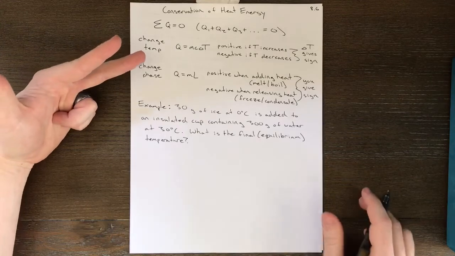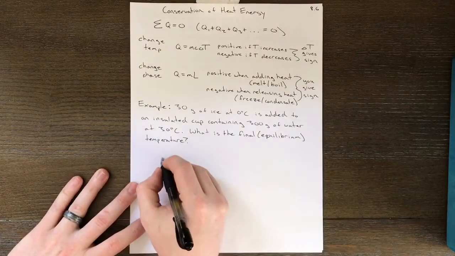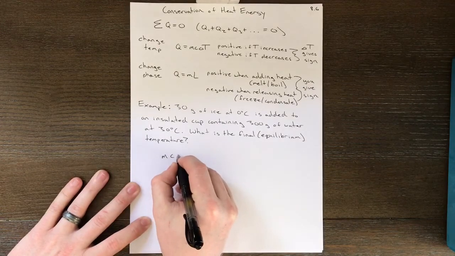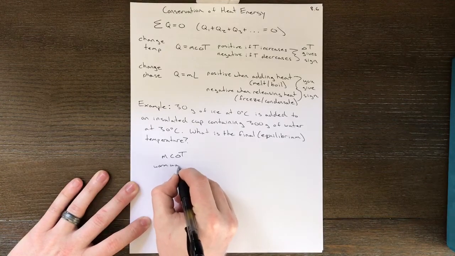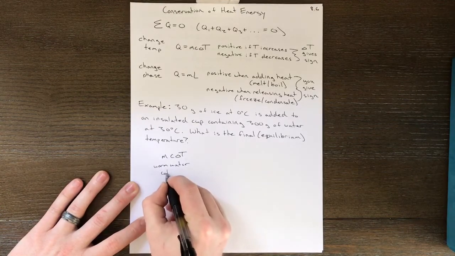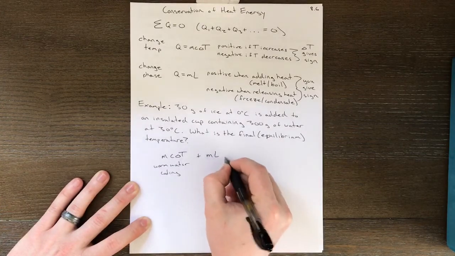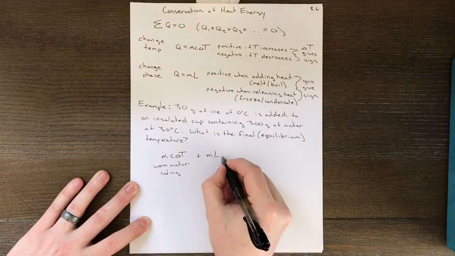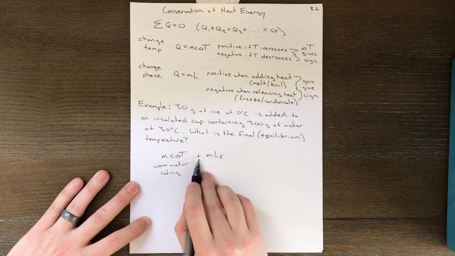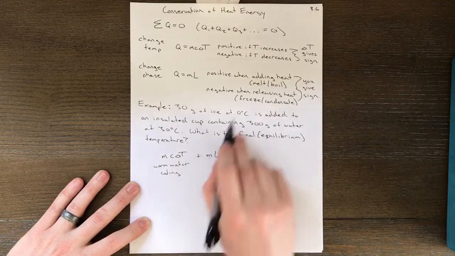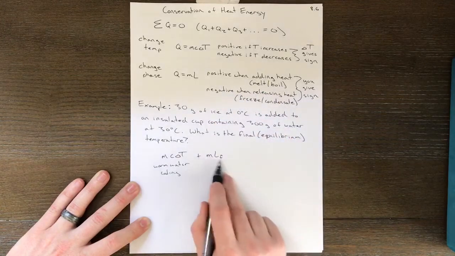So let's now write that down in equations. Setting this up, we're going to have an mc delta T for the warm water cooling. We then have an ml, and it's going to be an mLf because we're crossing the solid-liquid boundary, and I do want that to be plus because the water is melting. It's having heat added to it, so this is a positive term.